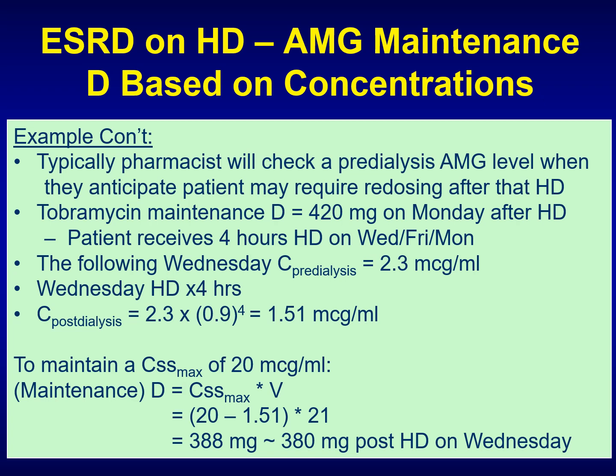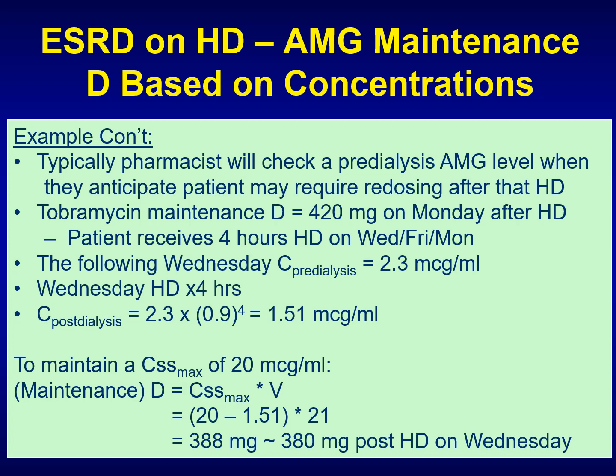Typically, a pharmacist will check a pre-dialysis aminoglycoside level when they anticipate that the patient may require redosing after that hemodialysis. They ballpark this by knowing what Cmax they start with, how many days of non-renal clearance, and how many hours of dialysis. So assuming that the patient had a maintenance dose of 420 milligrams on Monday after hemodialysis, then subsequently receives 4 hours of dialysis each on Wednesday, Friday, and the Monday that follows.